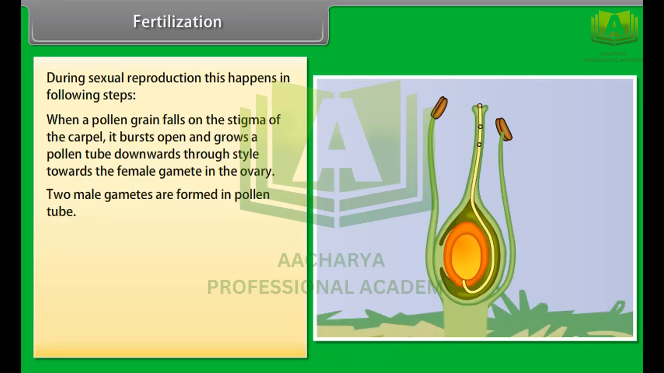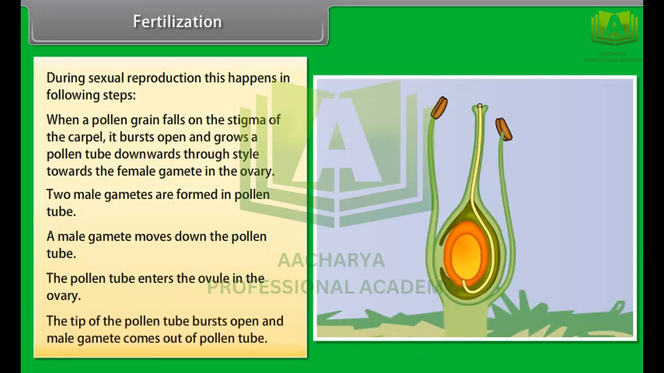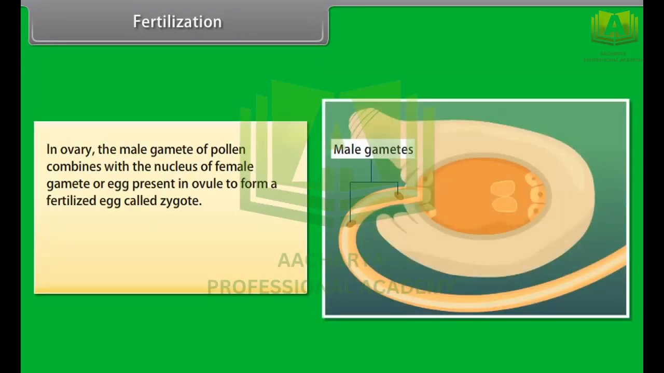2 male gametes are formed in pollen tube. A male gamete moves down the pollen tube. The pollen tube enters the ovule in the ovary. The tip of the pollen tube bursts open and male gamete comes out of the pollen tube. In ovary, the male gamete of pollen combines with the nucleus of female gamete or egg present in ovule to form a fertilized egg called zygote.